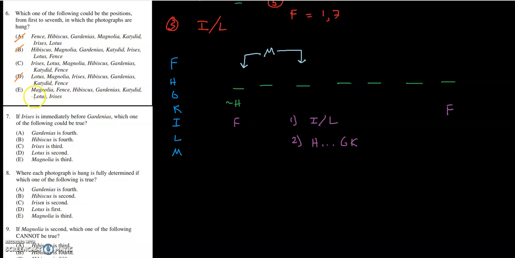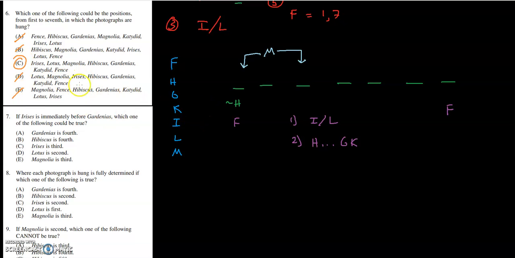And then what about this one? No, they're next to each other. Okay, and then the third thing was that we had to have HGK, right? HGK works for C, HGK works for this one, okay, so both of these are fine. And then the final thing that we had was that fence, or F, had to be either 1 or 7. So on C, that's okay, it's on 7. E, it's neither, oh, so E is out, so the answer is C.